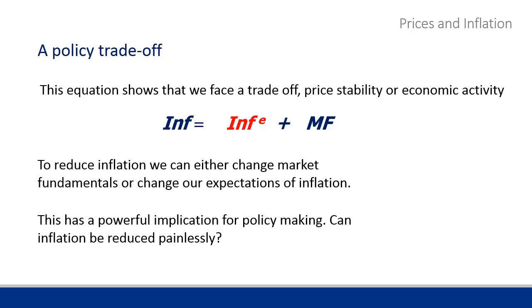We end up with a policy trade-off. We can say that inflation is equal to expected inflation plus market fundamentals. This gives the policymaker or the central bank a choice. If it wants to get inflation down, then it can either change people's expectations of inflation, or it can change the market fundamentals in the economy. It could cause a recession in order to get prices down. So we have a trade-off between the two drivers for inflation.